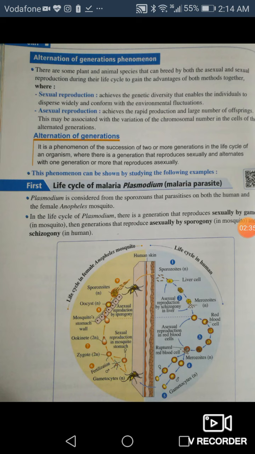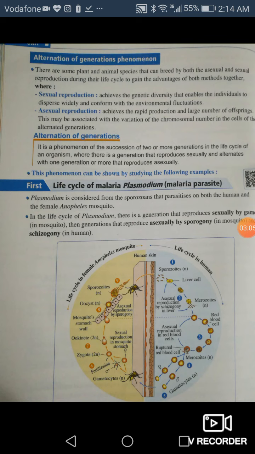This phenomenon can be shown by studying the following example. We have two examples for the alternation of generations, but in this video we are dealing with only one, the first one, which is the life cycle of malaria or plasmodium. This is the malaria parasite. What is plasmodium? It's a unicellular organism, considered one of the sporozoans, that parasitizes both humans and the female Anopheles mosquito.